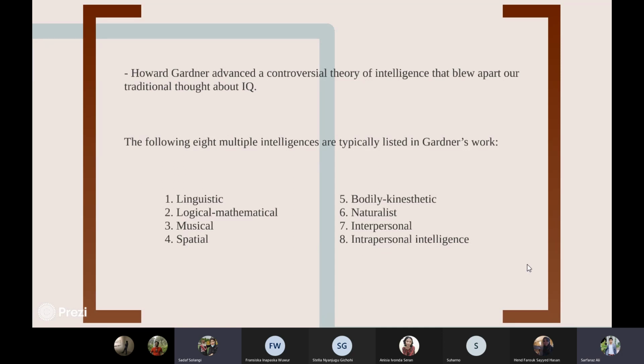So Gardner said that by looking only at the first categories, we rule out a greater number of a human's mental abilities. We see only a portion of the total capacity of the human mind.